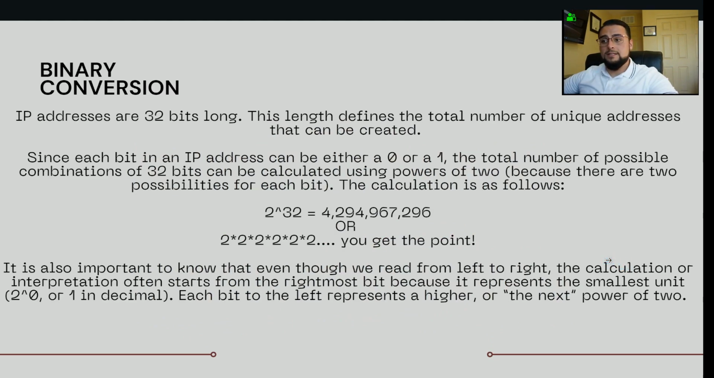This length identifies the total number of unique addresses that are possible. Since each bit of an IP address can either be a 0 or 1, two combinations, the total number of possible combinations of those 32 bits can be calculated using powers of 2. So 32 bits with 2 combinations per bit is 2 to the power of 32. Or it can be 2 times 2 times 2 times 2, 32 times, right? We get the point.